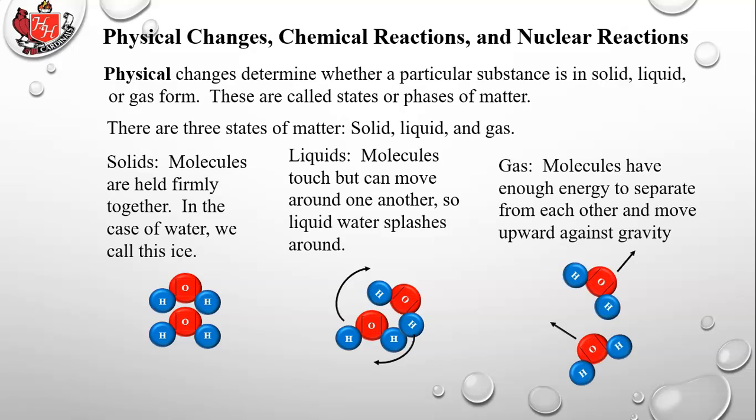Finally, gas. The molecules have enough energy to separate from each other and move upward against gravity. So that's what we would call either evaporated water, or if you're boiling it on the stove, it would be steam. The molecules have enough energy to break away from the liquid water and go up into the atmosphere.